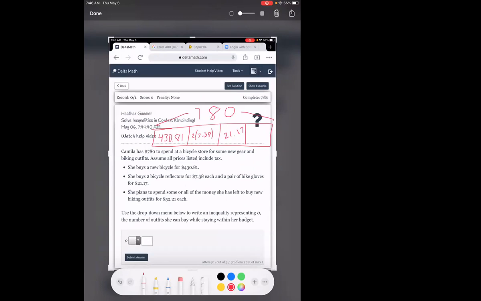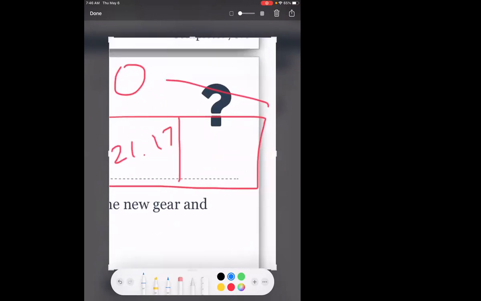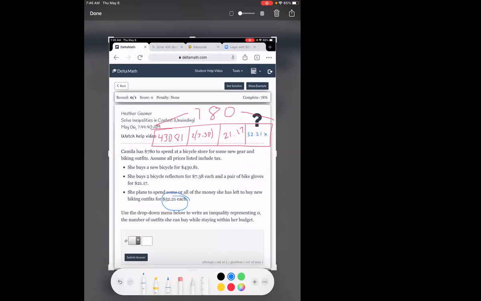Determine the number of outfits you can buy. Yeah, so we're just going to add all of those 3 numbers. Well, yeah, we're going to get there in a second. But then she also wants to buy, and this is the key right here, in this box here, 52.21x, because we don't know how many outfits she can buy.